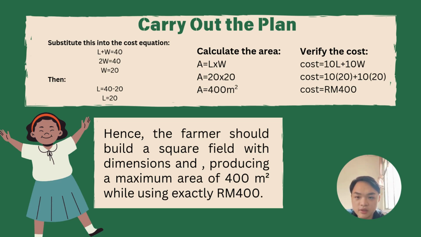And last, we need to verify the cost. The cost equals 10L plus 10W. So we substitute the values of L and W we found, and we get that the cost is 400 ringgit Malaysia. Hence, the farmer should build a square field, producing a maximum area of 400 meters square while using exactly 400 ringgit Malaysia.